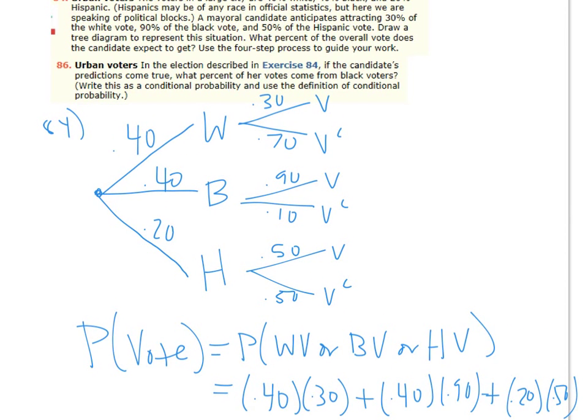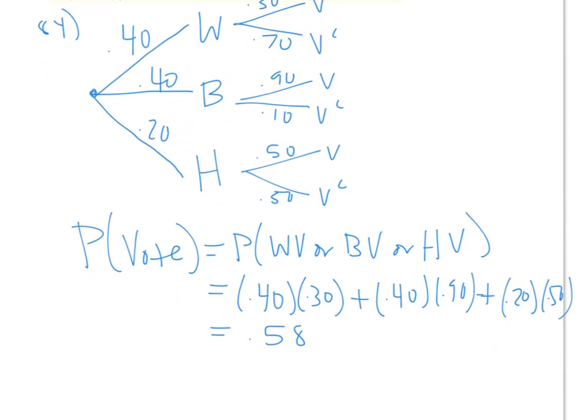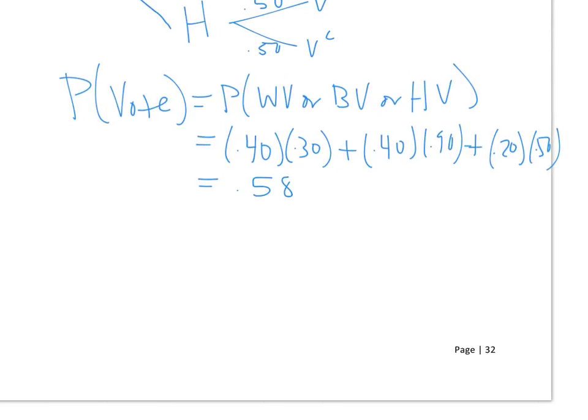Problem 86. So now if the election described in exercise 84, if the candidate's predictions come true, what percent of her votes came from black voters? Write this as a conditional probability and use the definition of conditional probability. So if these predictions come true, what percent of her votes come from black voters? So problem 86, summarized in the notation for conditional probability, is asking the following. Given that the candidate got voted on, what is the proportion of votes that are black?